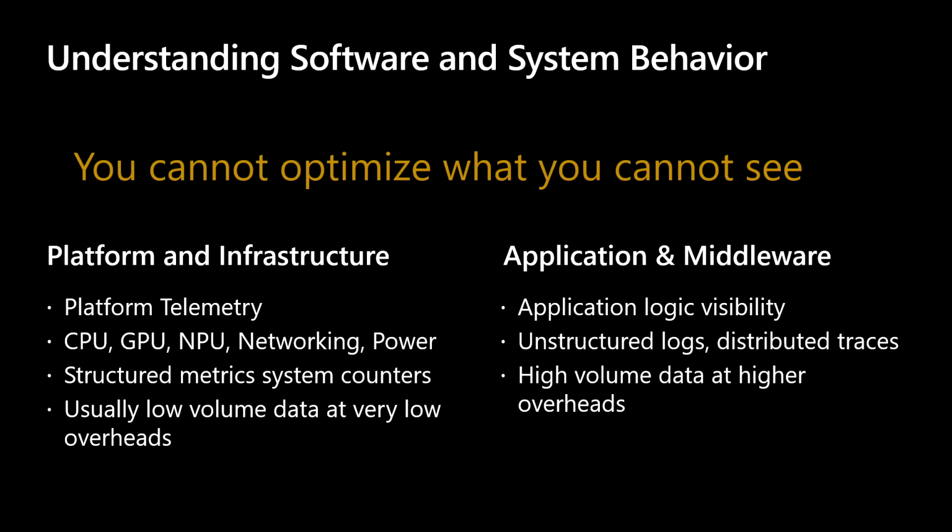And when it goes to the application and middleware, it varies a bit. It depends on how much of the code is instrumented, whether it's instrumented well or not, or it's just a lot of data that's coming out of it. This data is primarily unstructured. It's higher volume and has higher overhead. Right? So how do you combine the two and try to make sense of it?